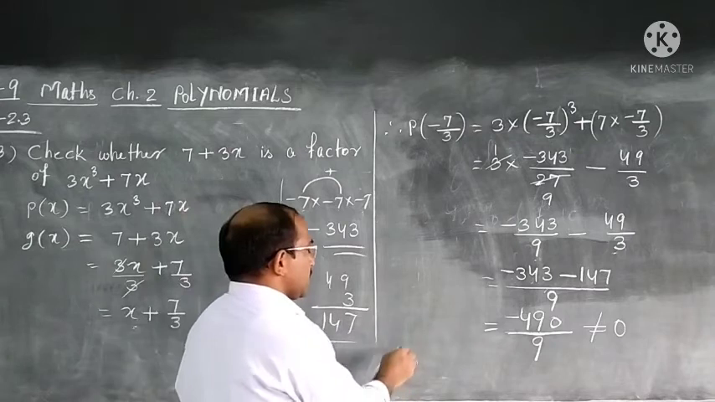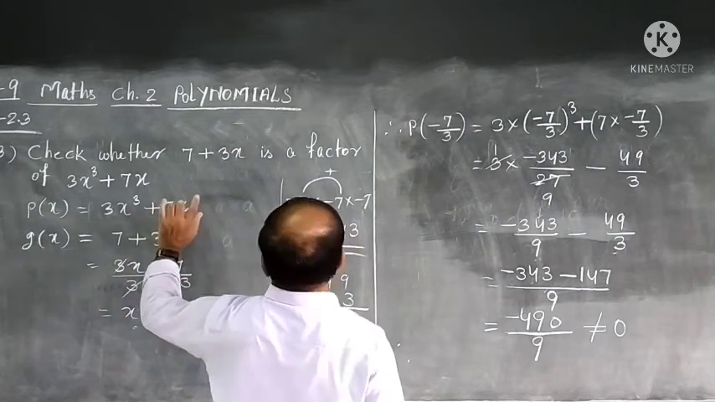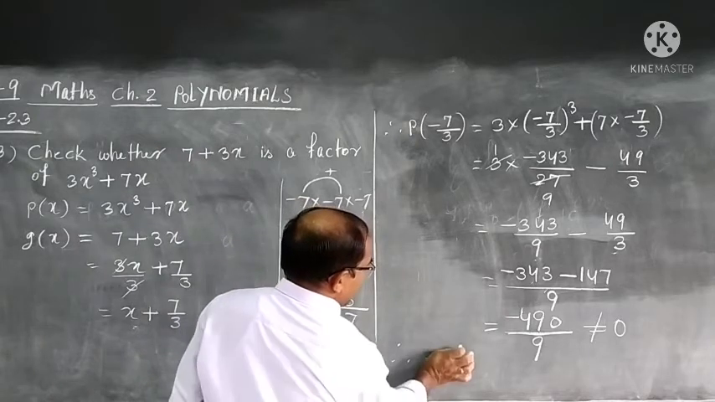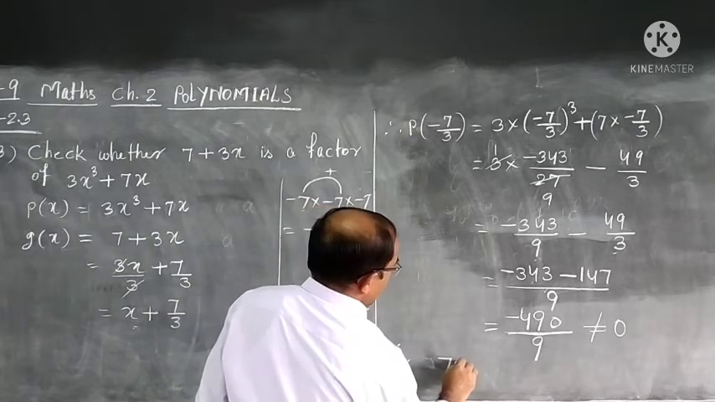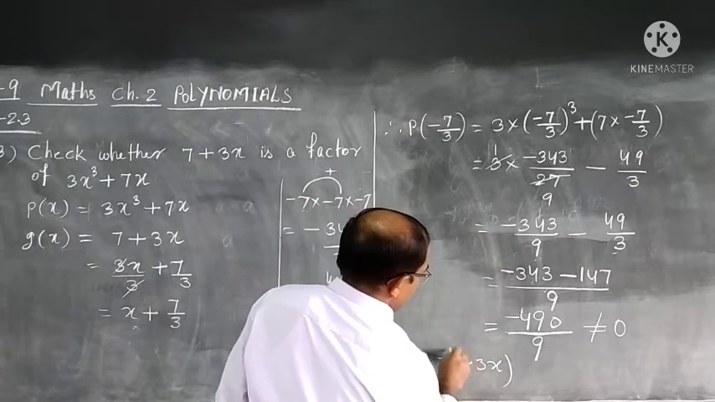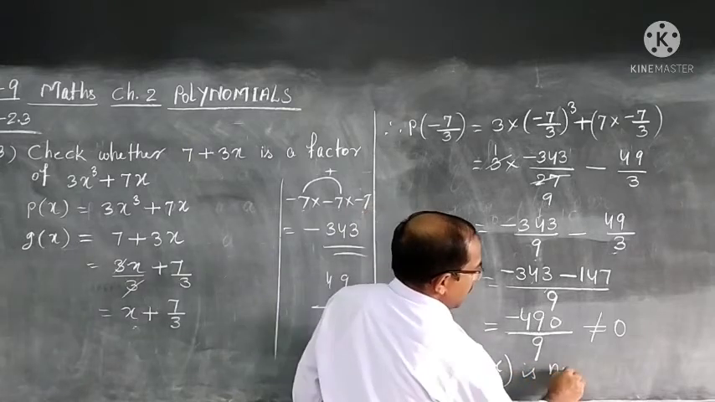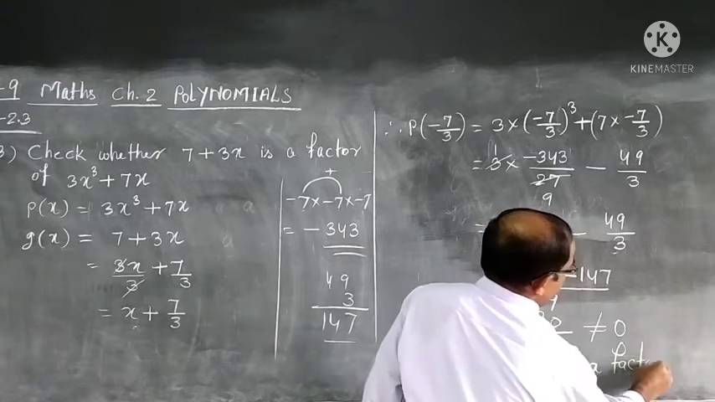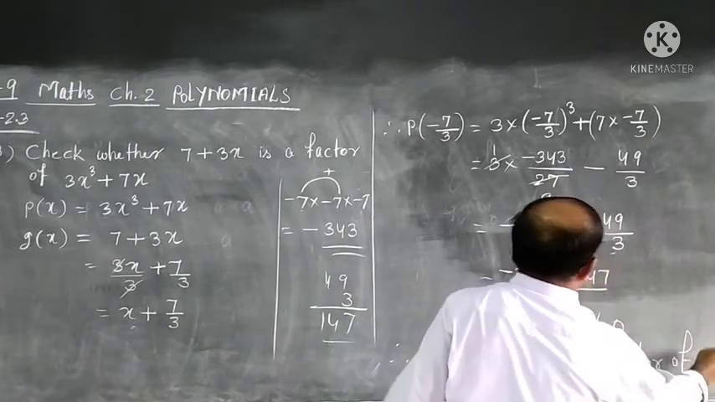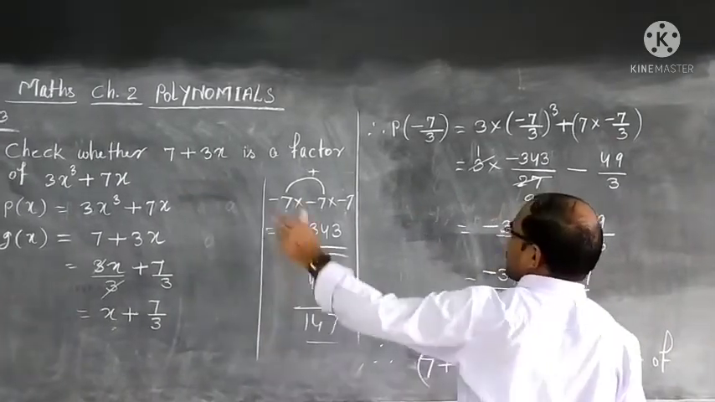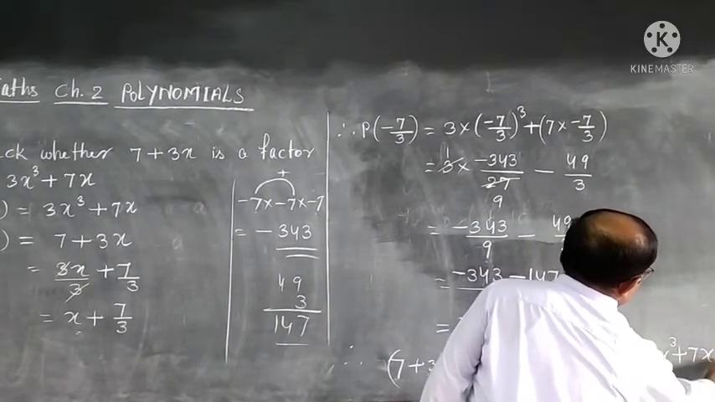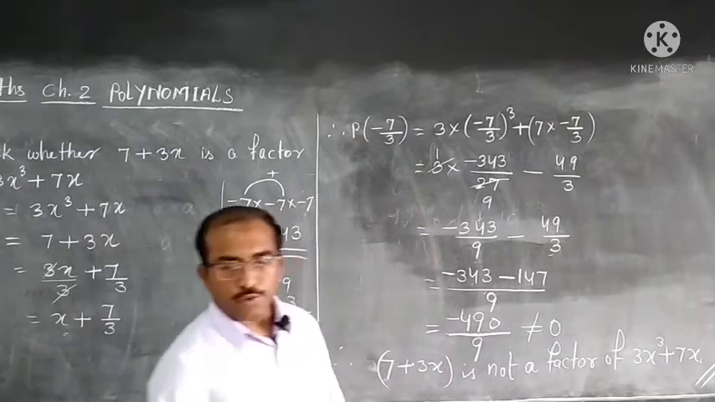So, we will write the statement. Therefore, 7 plus 3x is not a factor of the given polynomial. Or we can write in full words also, 3x cube plus 7x. Hope you have understood. Let's go to question number 4 then.